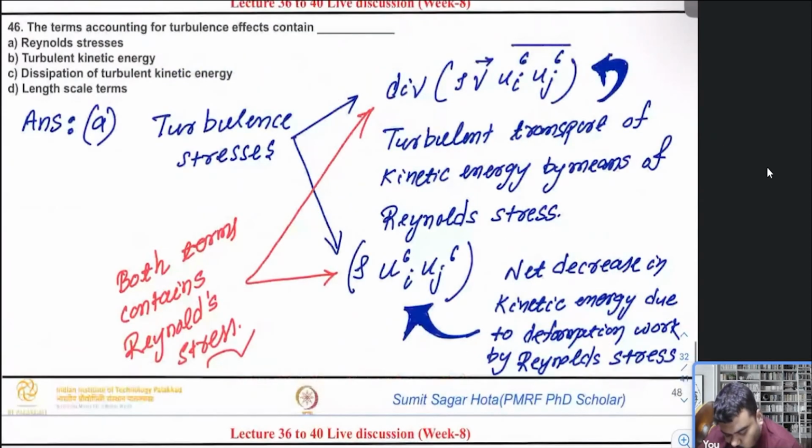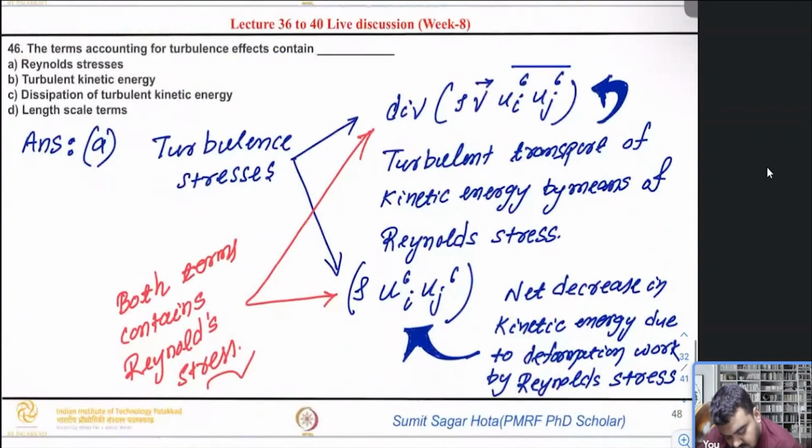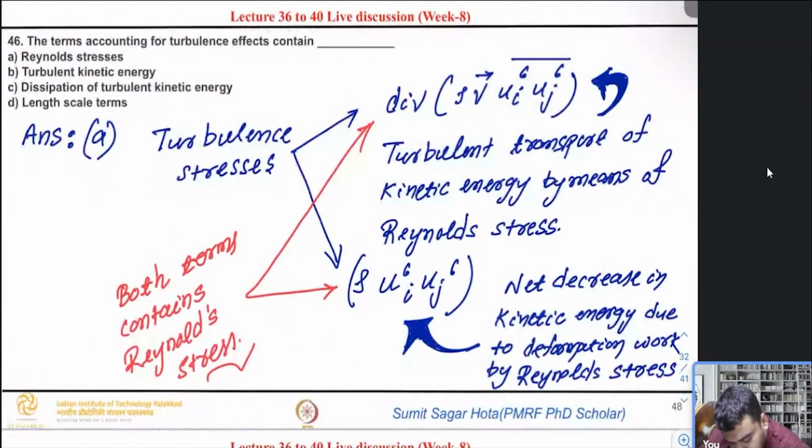Okay, let's come to the third question. The terms accounting for turbulence effects contain Reynolds stresses, turbulent kinetic energy, dissipation of the turbulent kinetic energy, and length scale terms. You just read this.